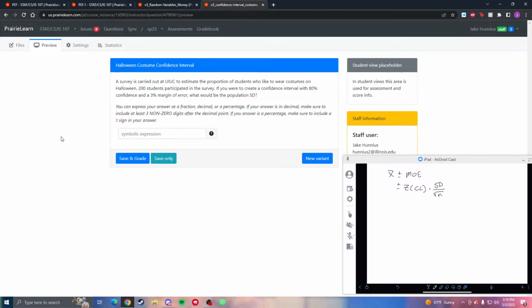Now, this is what we're looking to find. We are looking to set this equal to, I think it's 0.03 because it's 3%. All right, yeah, I'm pretty sure it's 0.03.